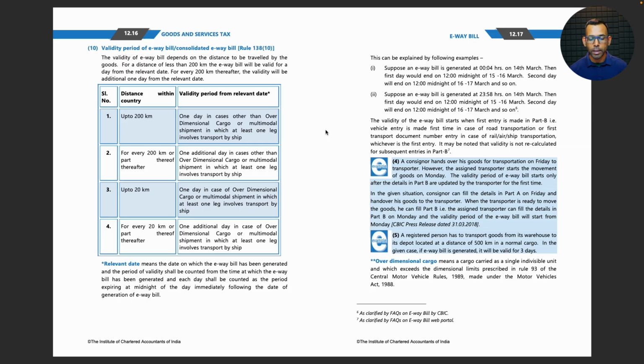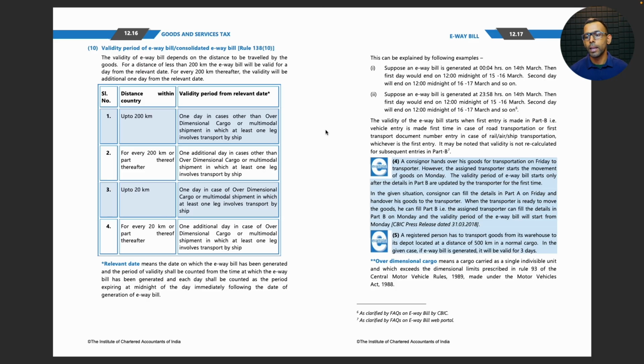Relevant date means the date on which the e-Waybill has been generated, and the period of validity shall be counted from the time at which the e-Waybill has been generated, and each day shall be counted as a period expiring at midnight of the day immediately following the date of generation of e-Waybill. This can be explained by following examples.